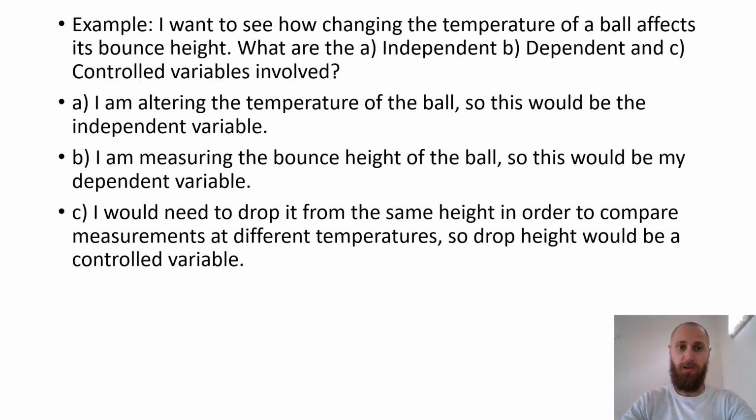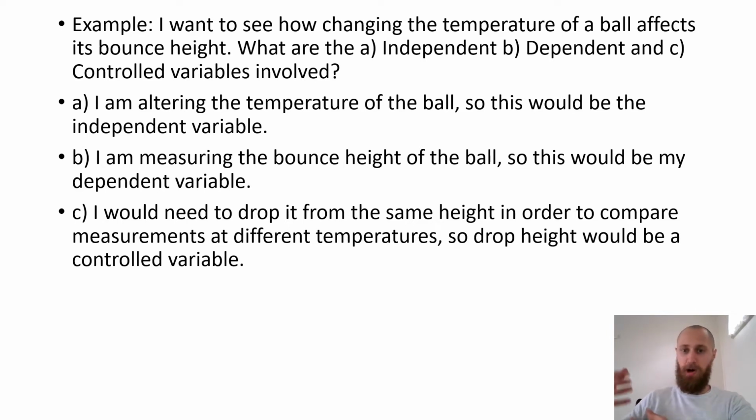So to go through an example, I want to see how changing the temperature of a ball affects its bounce height. My heater's on, so if that's coming through in the video, the sound of that, I apologize. I get a tennis ball, I put it in some hot water, or I heat it up without getting it wet somehow, or I put it in some ice water and cool it down, and I see how changing the temperature affects its bounce height. So the question is, what are the independent, dependent, and controlled variables that are involved?